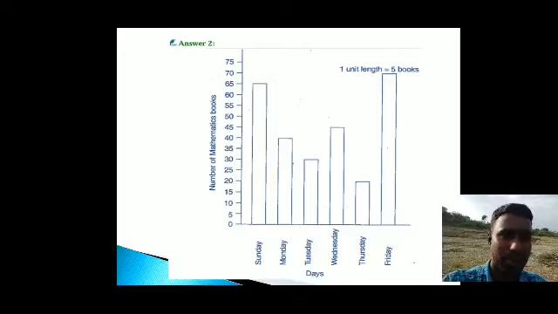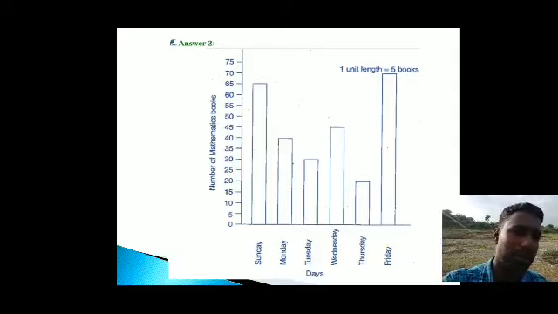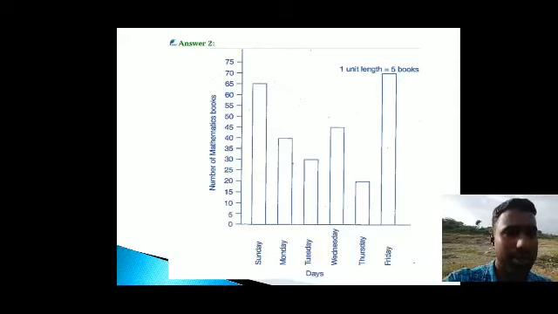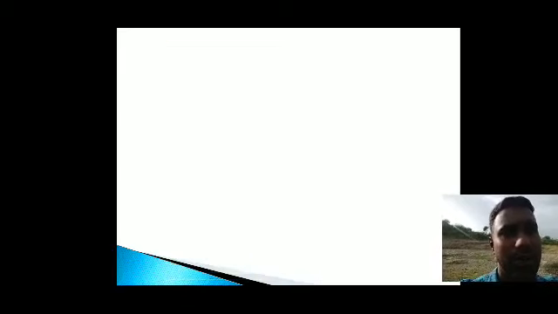After 0, the next 1 centimeter line, you have to write at the bottom. Sunday you have to write, and the next 1 centimeter you can leave it, and the next 1 centimeter you have to write Monday, and the next 1 centimeter you can leave it, and then Tuesday, Wednesday, Thursday, and Friday. And what's the given data?